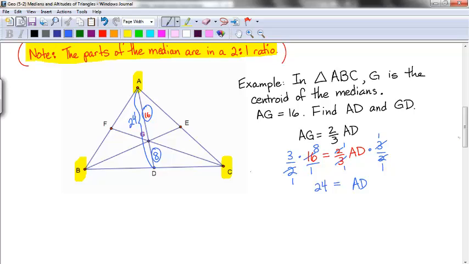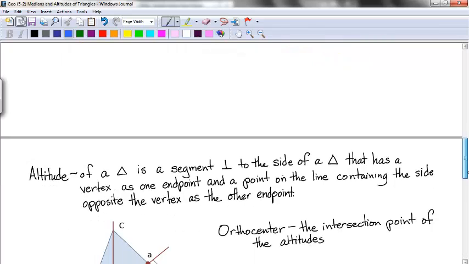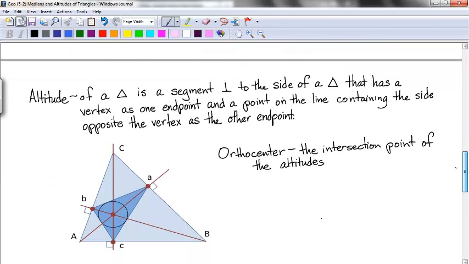Okay, so we just went through the third center of a triangle, the centroid. It's the intersection of the medians. Okay? And I can come back to this at the end. Okay, the next one is an altitude. Definition of an altitude.